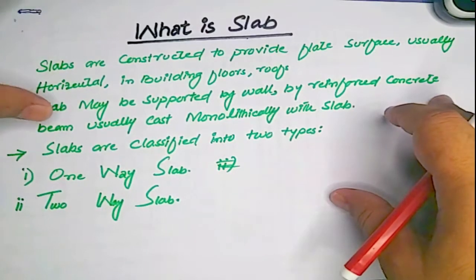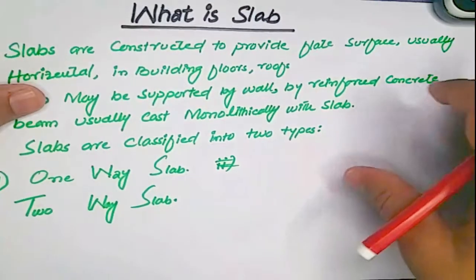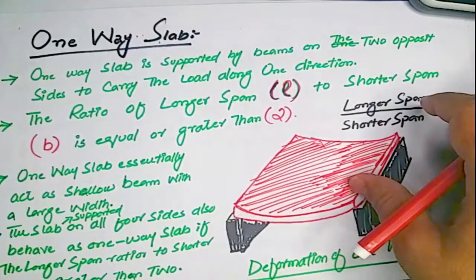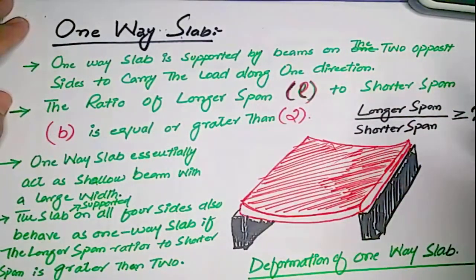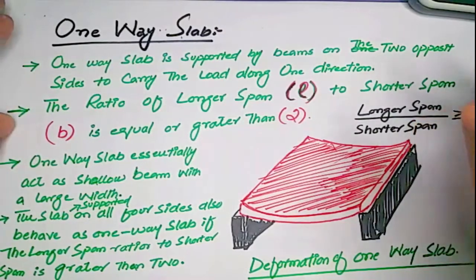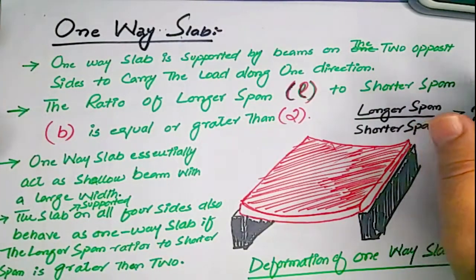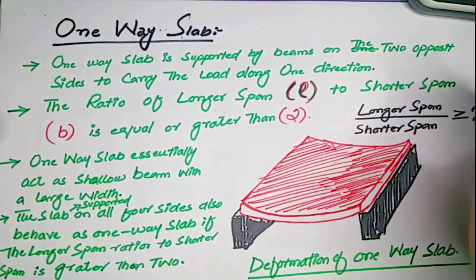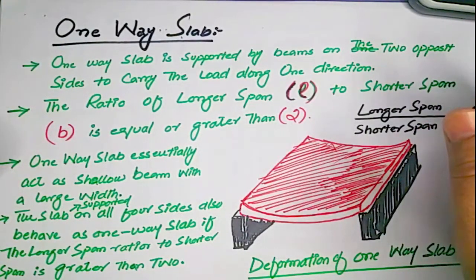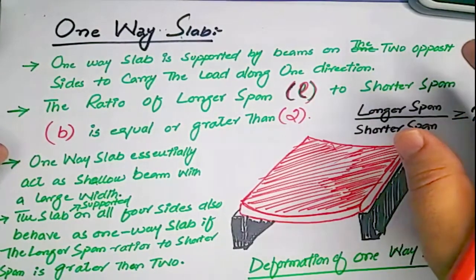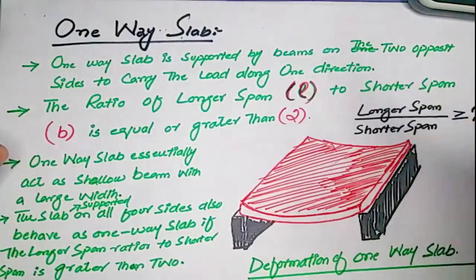One-way slab is normally used for a span in which the ratio of length to width is more than or equal to 2. So what is a one-way slab? A one-way slab is supported by beams on two opposite sides to carry the load along one direction.